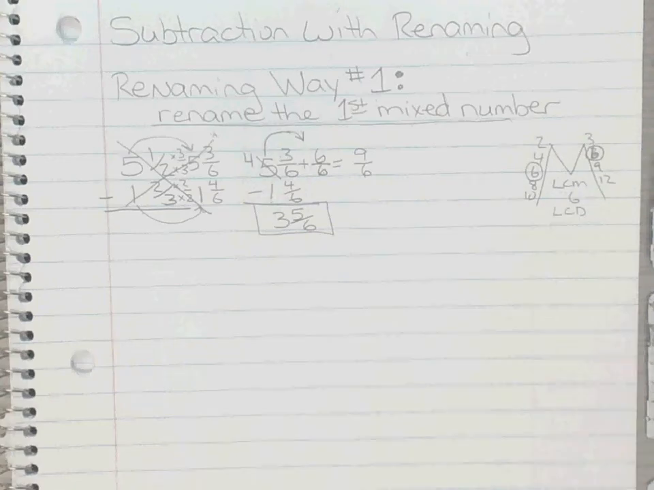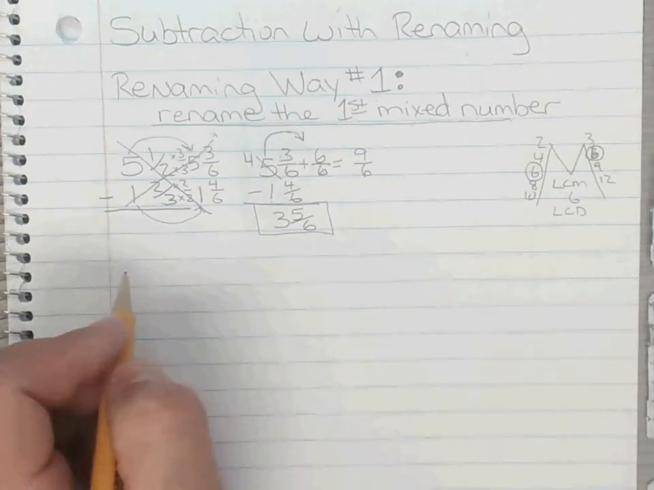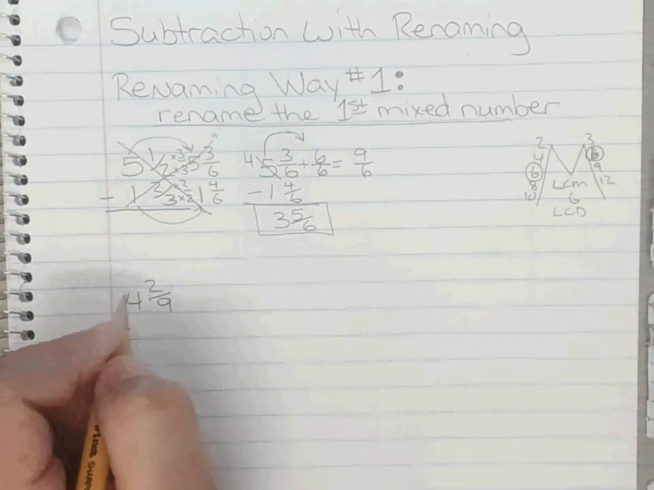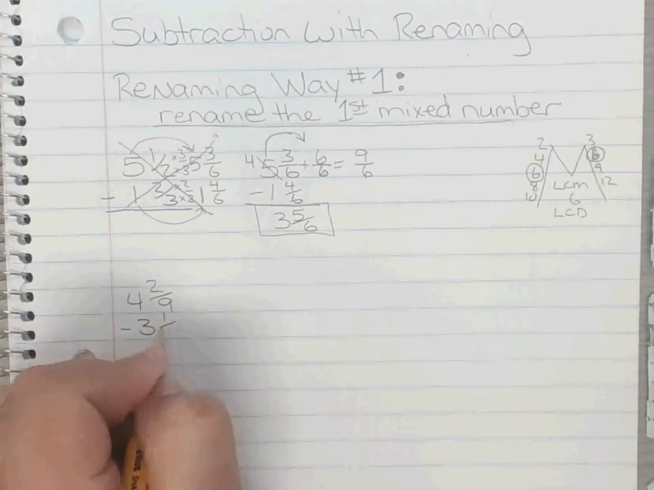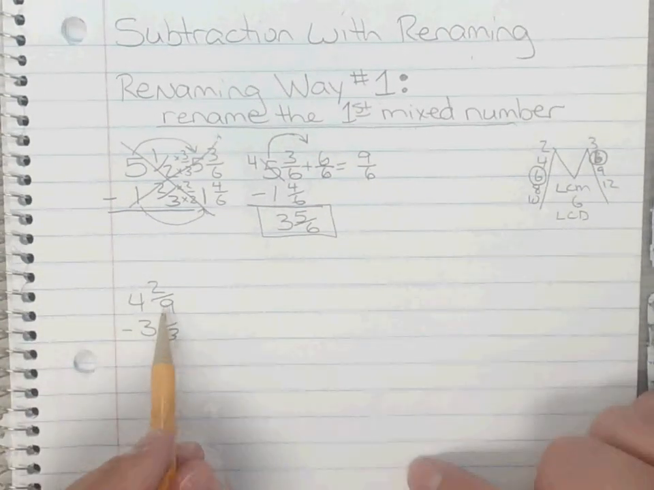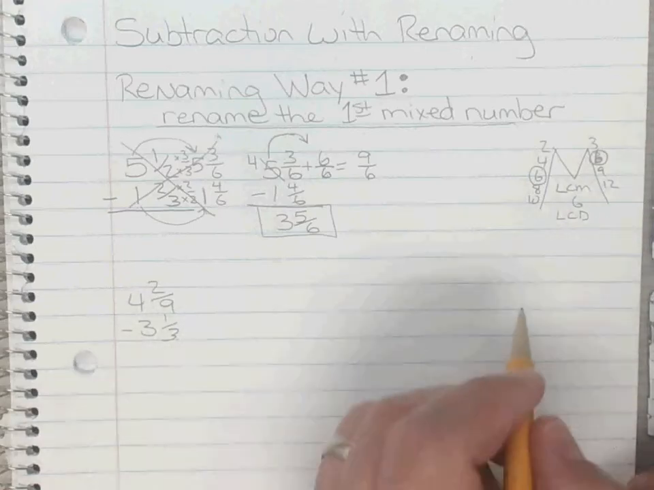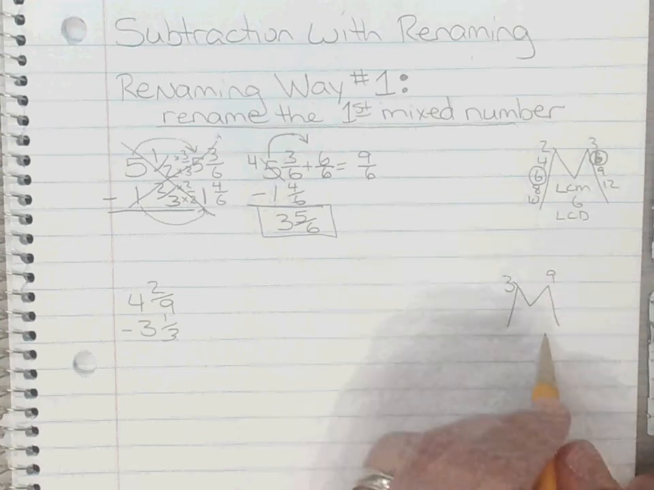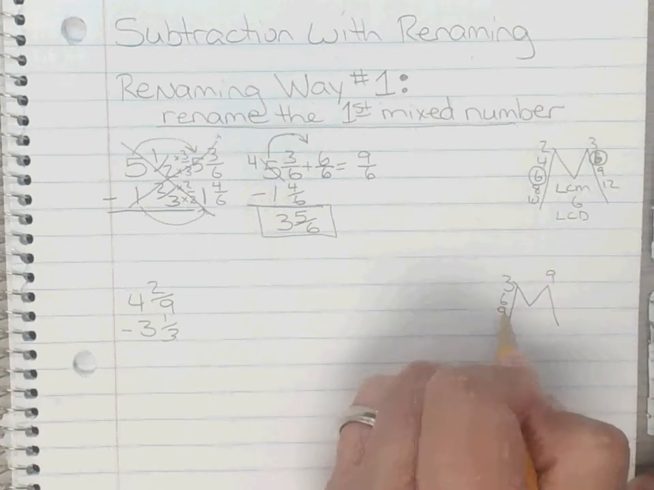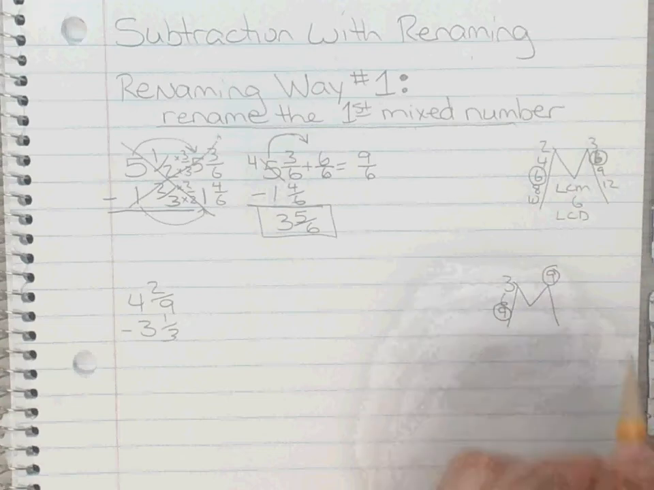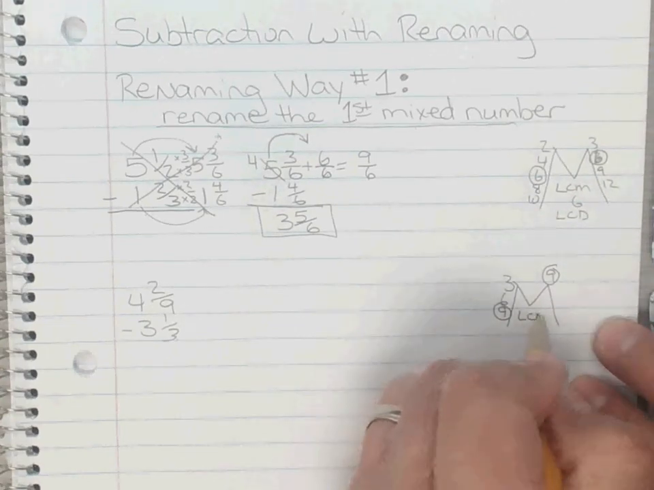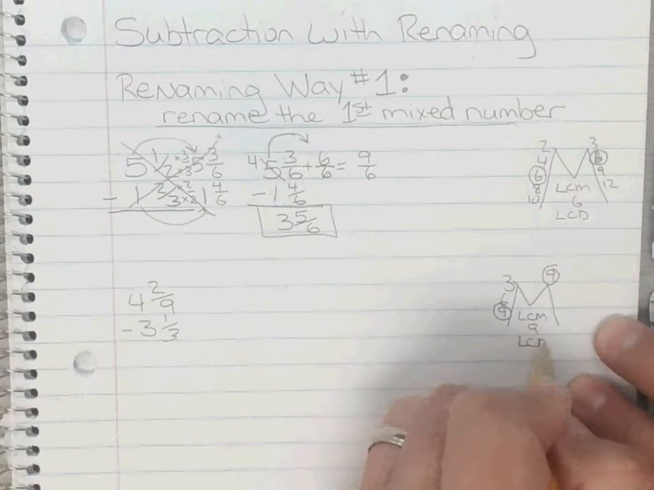Let's try another one. So we're going to try 4 2/9, and we're going to subtract 3 1/3. Okay, well, my denominators are different, so I come over here with my big M, and I skip count by 3s, 3, 6, 9, and as we've learned, we can circle that number at the top of the M. That's my LCM, which is 9, and it's going to become my LCD.